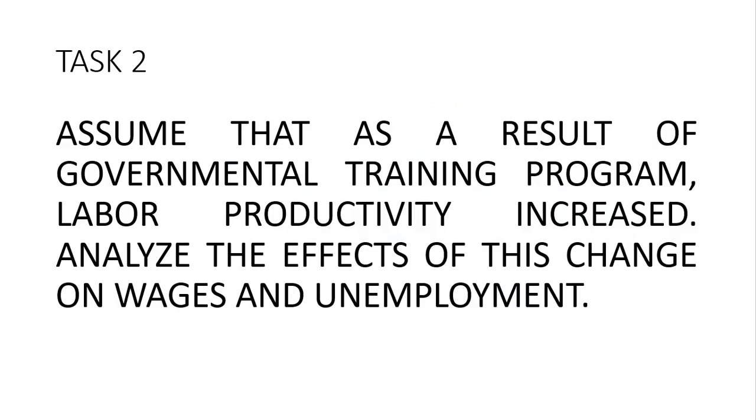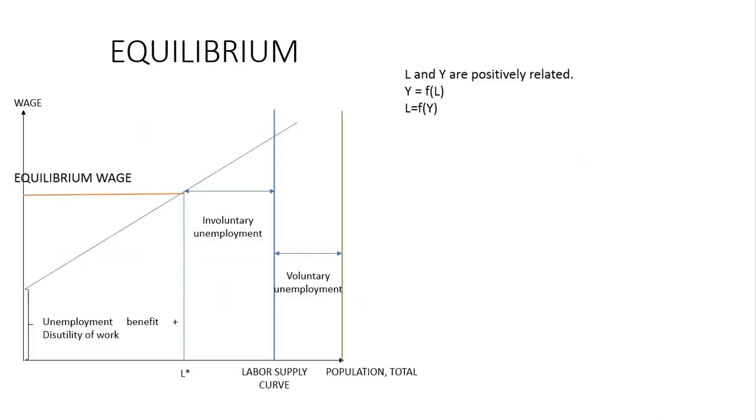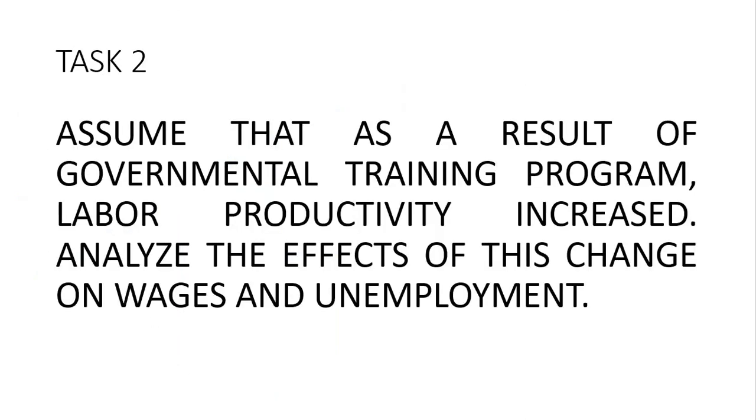Okay, so this is the task for you. Assume that as the result of a governmental training program, labor productivity increased. Analyze the effects of this change on wages and unemployment. So you have to use this graph. If you'd like to practice, please put this video on hold and I will proceed with the solution.